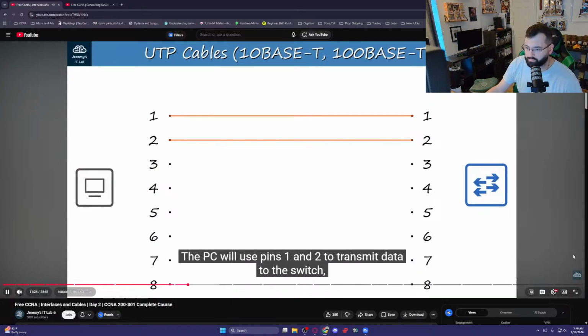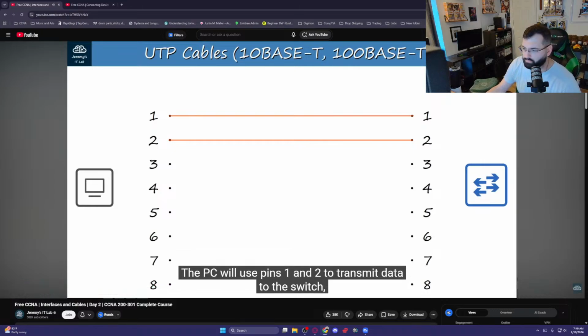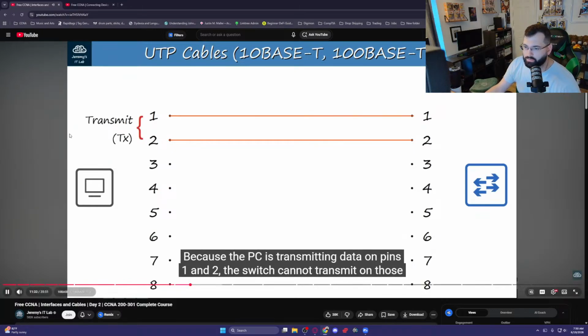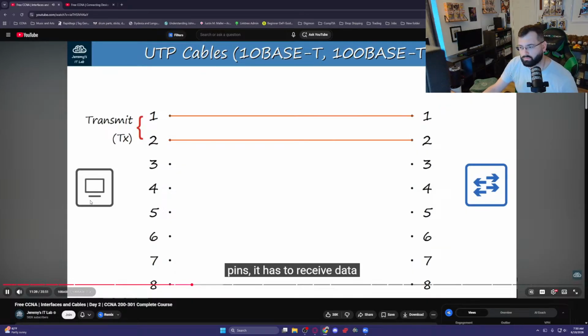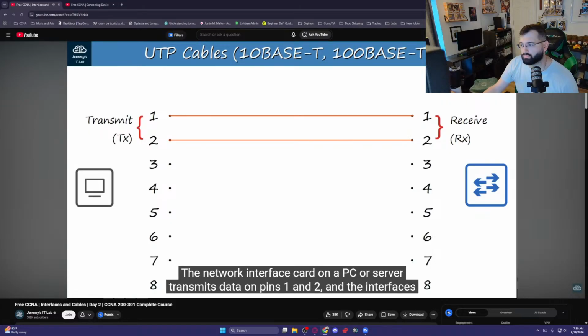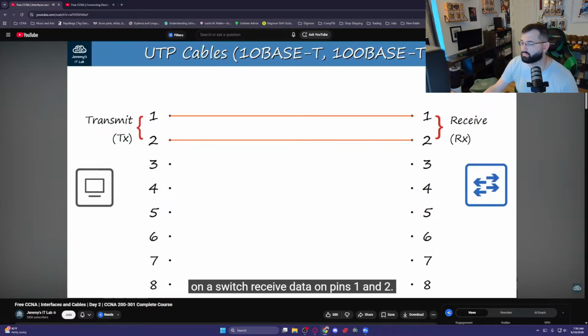The PC will use pins 1 and 2 to transmit data to the switch, which we can write as TX. Because the PC is transmitting data on pins 1 and 2, the switch cannot transmit data on those pins. It has to receive data, which we can write as RX on pins 1 and 2. There's an important point to remember here. The network interface card on a PC, or server, transmits data on pins 1 and 2, and the interfaces on a switch receive data on pins 1 and 2.